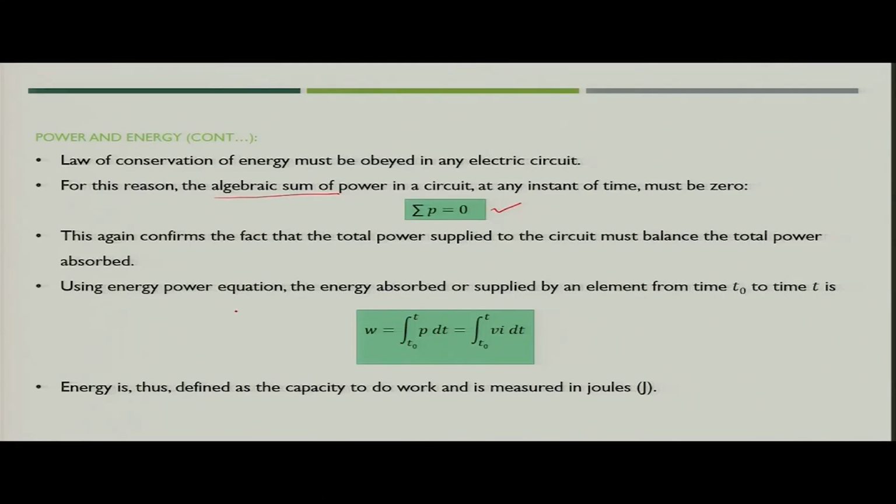Now, suppose you are asked to find the energy absorbed or supplied by an element from time t naught to time t. How will you calculate it? You simply integrate the power with respect to time between t naught and t, and you will get the value of energy supplied or absorbed by the element, based on the convention which we discussed in the previous slide. Energy is the capacity to do work and is measured in joules.